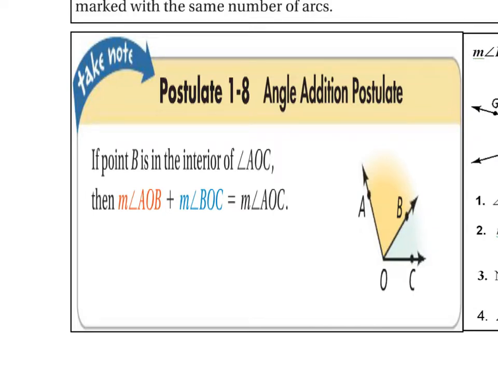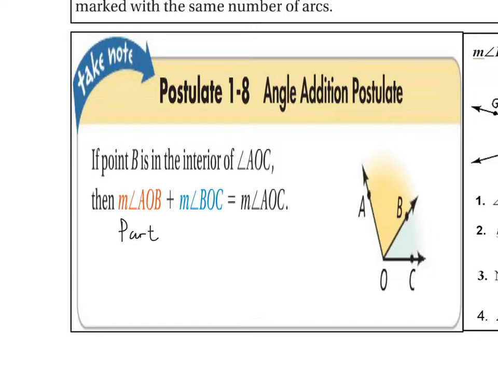All right, this is the portion of 1.4 where we start talking about a new postulate, the angle addition postulate, very similar to the segment addition postulate. It says here for the angle addition postulate, if point B is in the interior of angle AOC, so you see here point B is inside angle AOC, then the measure of angle AOB plus the measure of angle BOC is equal to the measure of angle AOC.